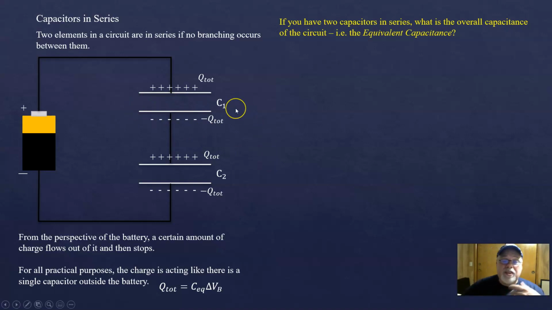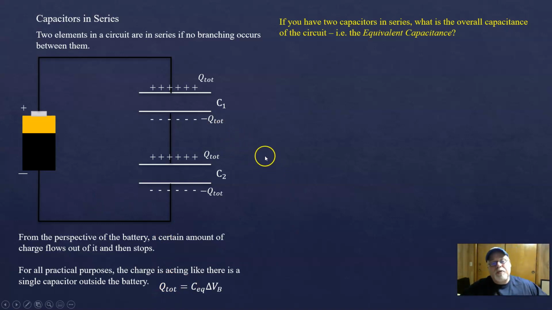But what I want you to see is that in terms of magnitude, both plates are going to have the same amount of charge on their plates. And that charge is the charge that ultimately came out of this battery. Okay? Let's think about that for just a minute.